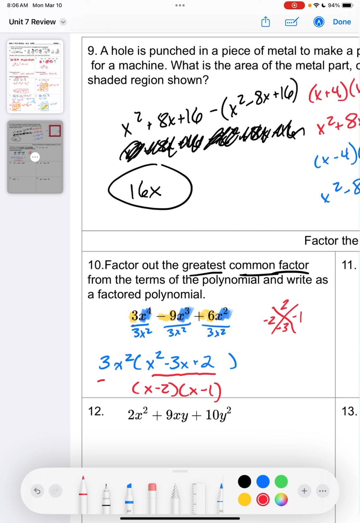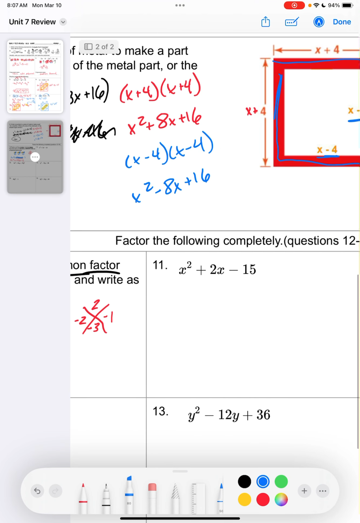And what we've got to remember is that we've got to keep that 3x squared, that GCF that we originally factored out. It stays. So make sure you're checking what's left behind after you factor. Make sure it can't be factored anymore.